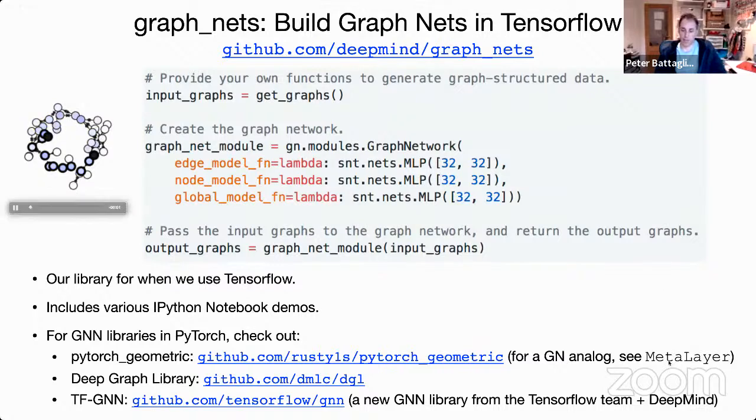And here's a bunch of other libraries that we did not build that are great, that other people in the community have built. That's it.